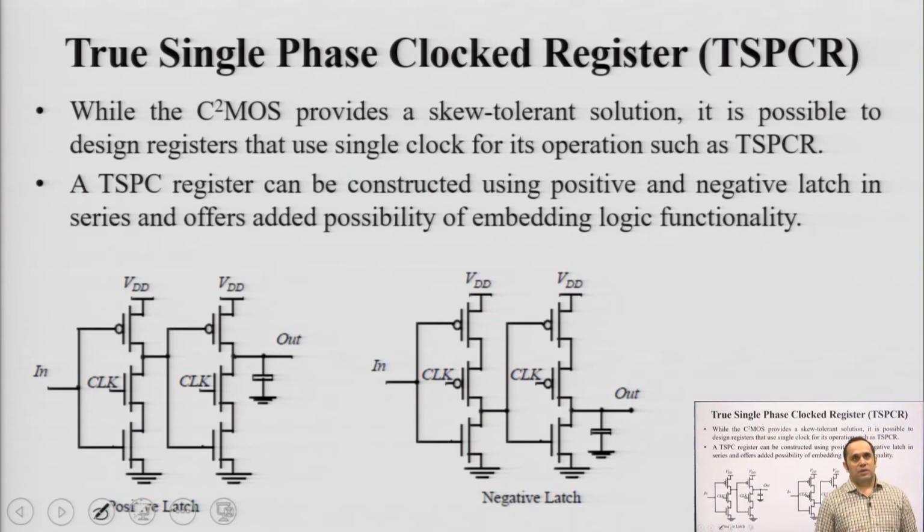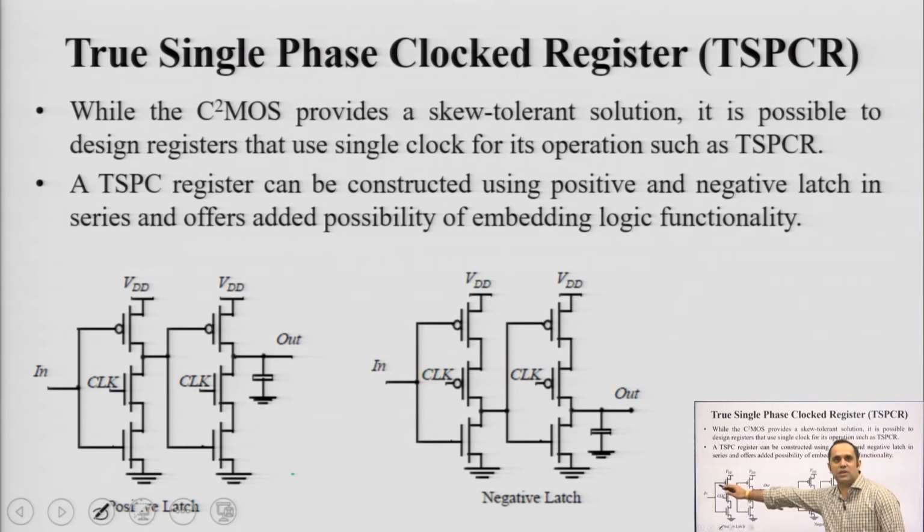Now, this does solve our problem of race condition. We do get a skew tolerant solution, even if there is a propagation delay between clock and clock bar, your output is still reliable. Okay. But even with this advantage, your C2MOS approach or clocked CMOS approach still uses 2 clocks, it still uses clock and clock bar. What if we can design a solution which uses only a single clock? Okay. For that, we first understand the working of what is a positive latch.